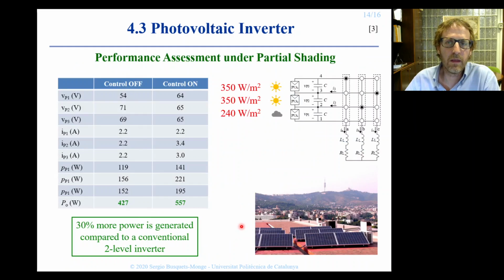Here we show the results we obtained in a facility we have in our building, where we had 3 photovoltaic arrays connected in series, 2 of them receiving high irradiance and the other one with a little bit of shade. We tested the system with the control off, which aims to reproduce a two-level inverter without bypass diodes, and also with the control on. And we saw that by enabling the control, we were generating 30% more power.